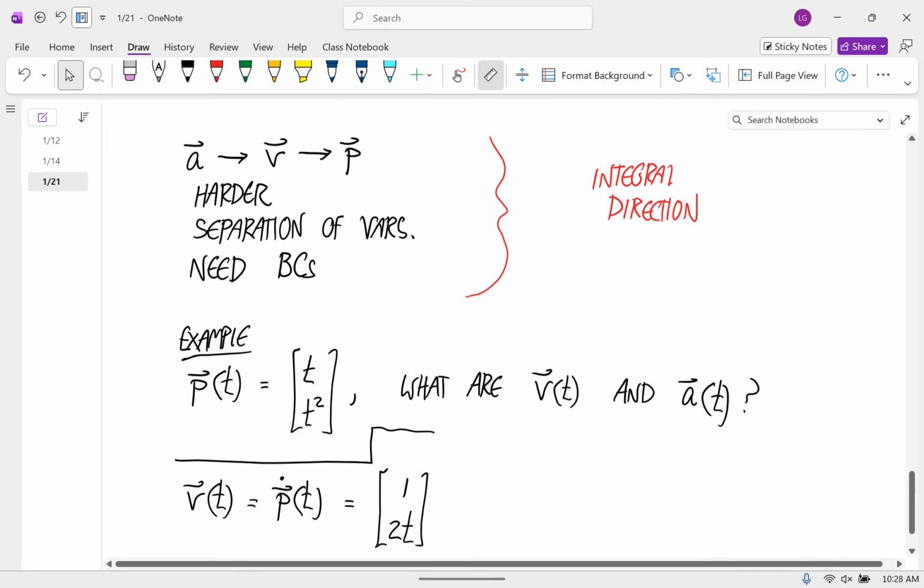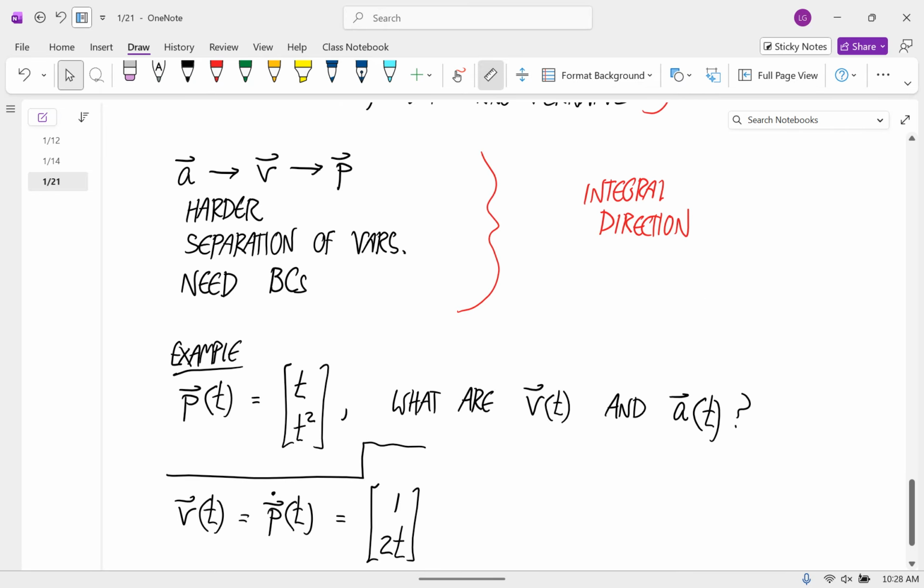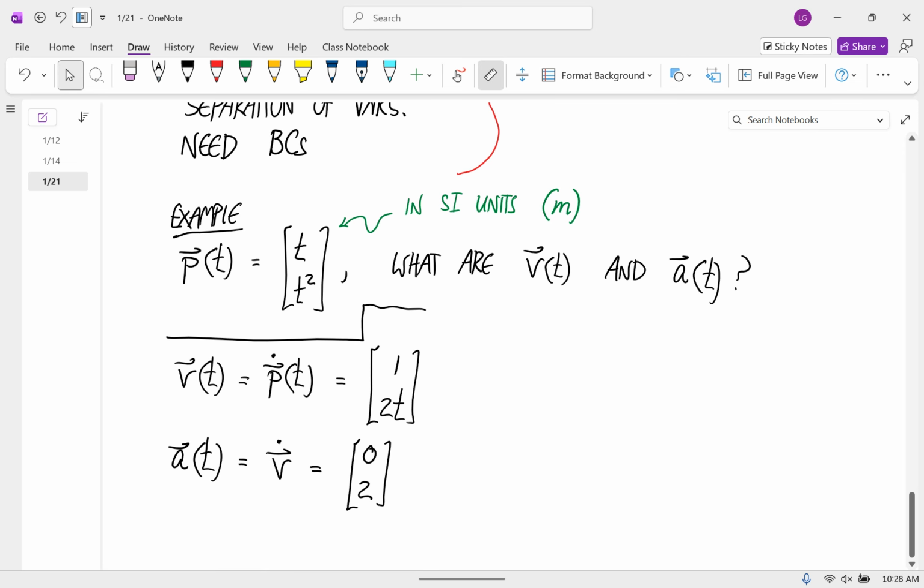And it's always a good idea to think about units. So say that this will give you values in SI units. So for the position, that would be meters. Then this velocity would give you units of meters per second. And this acceleration would give you units of meters per second squared. So those are the SI units.